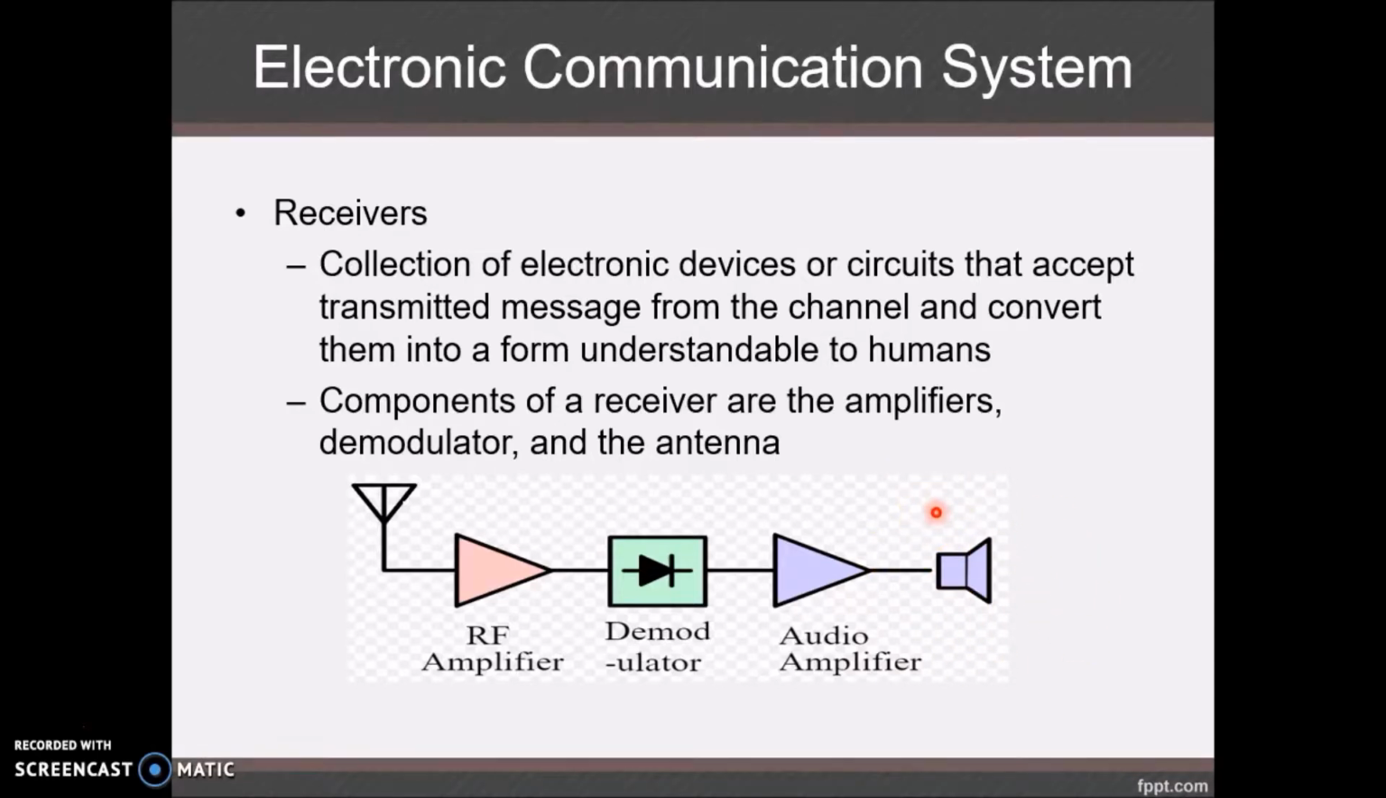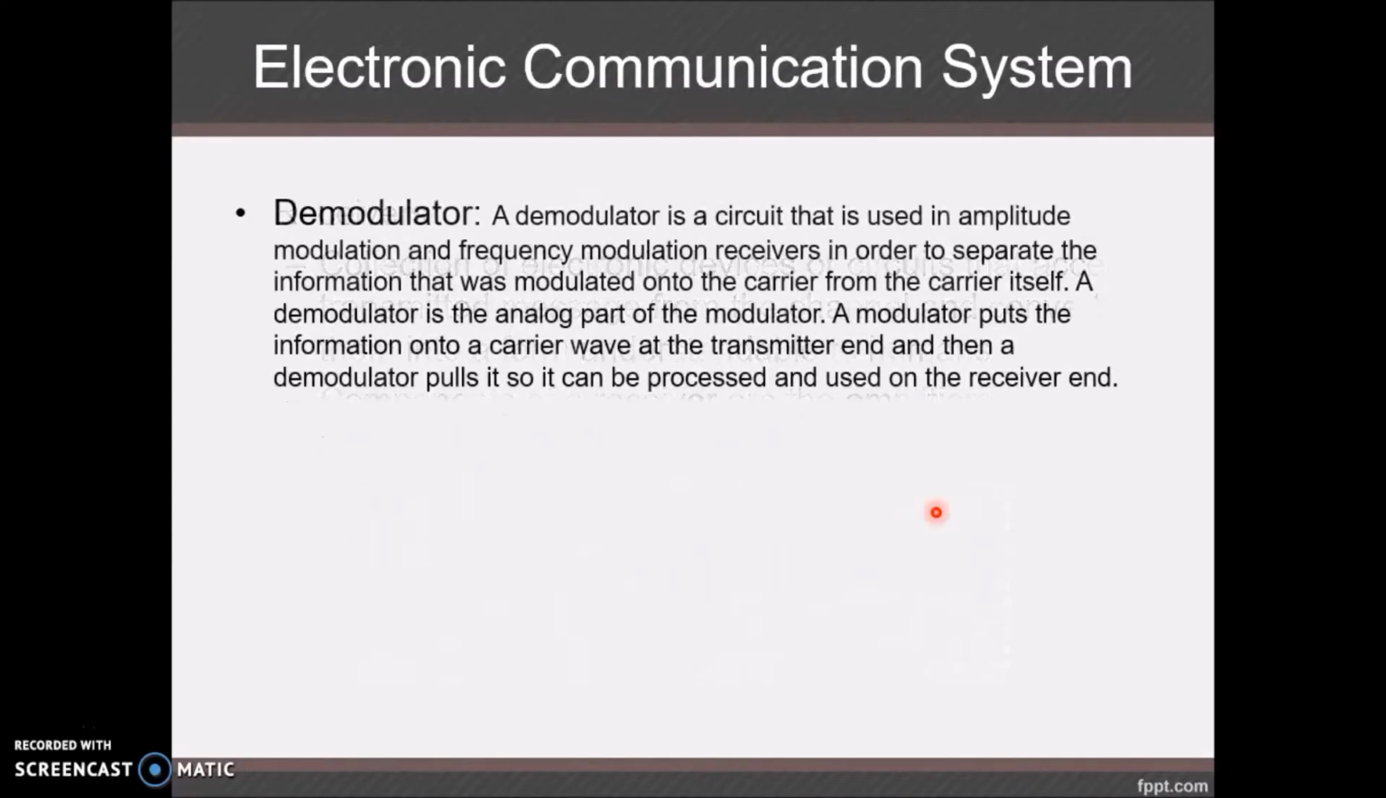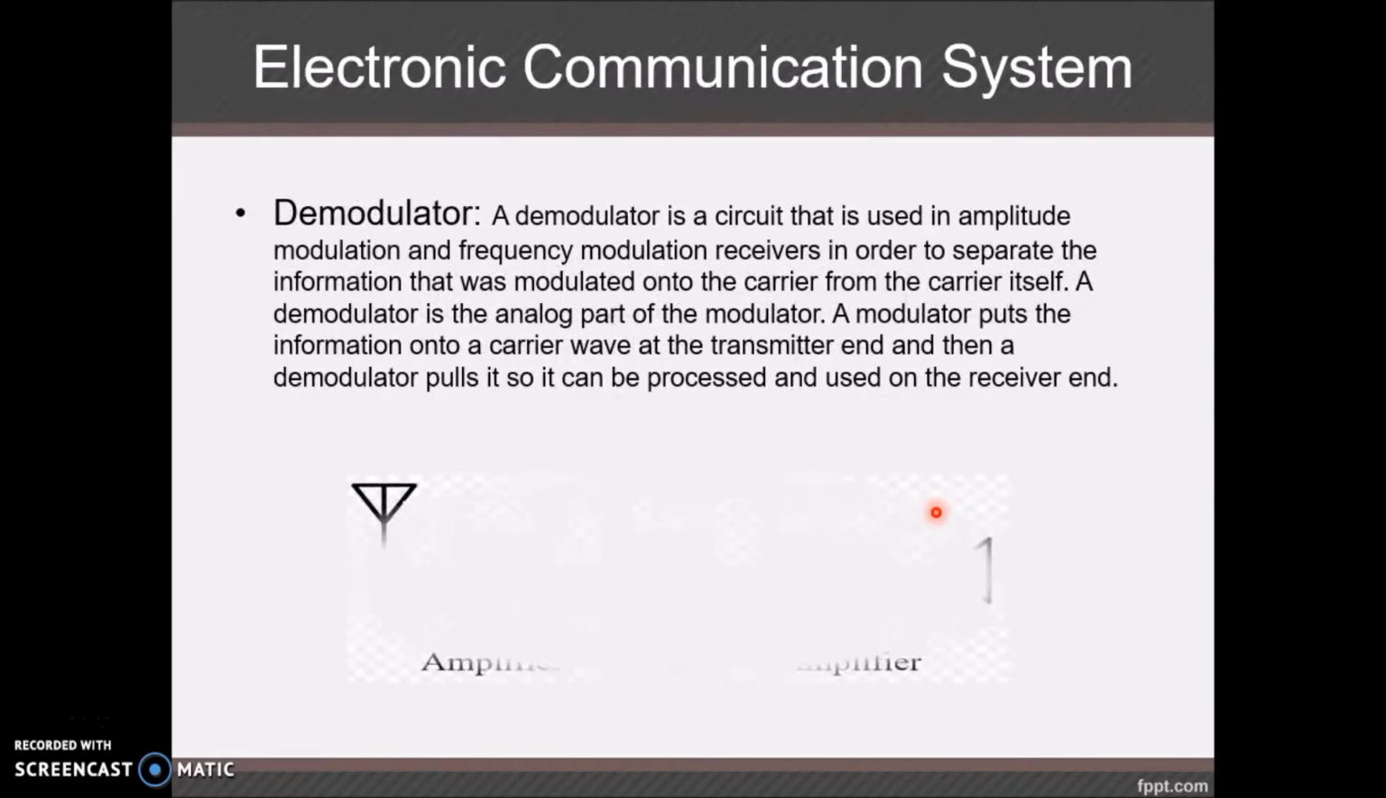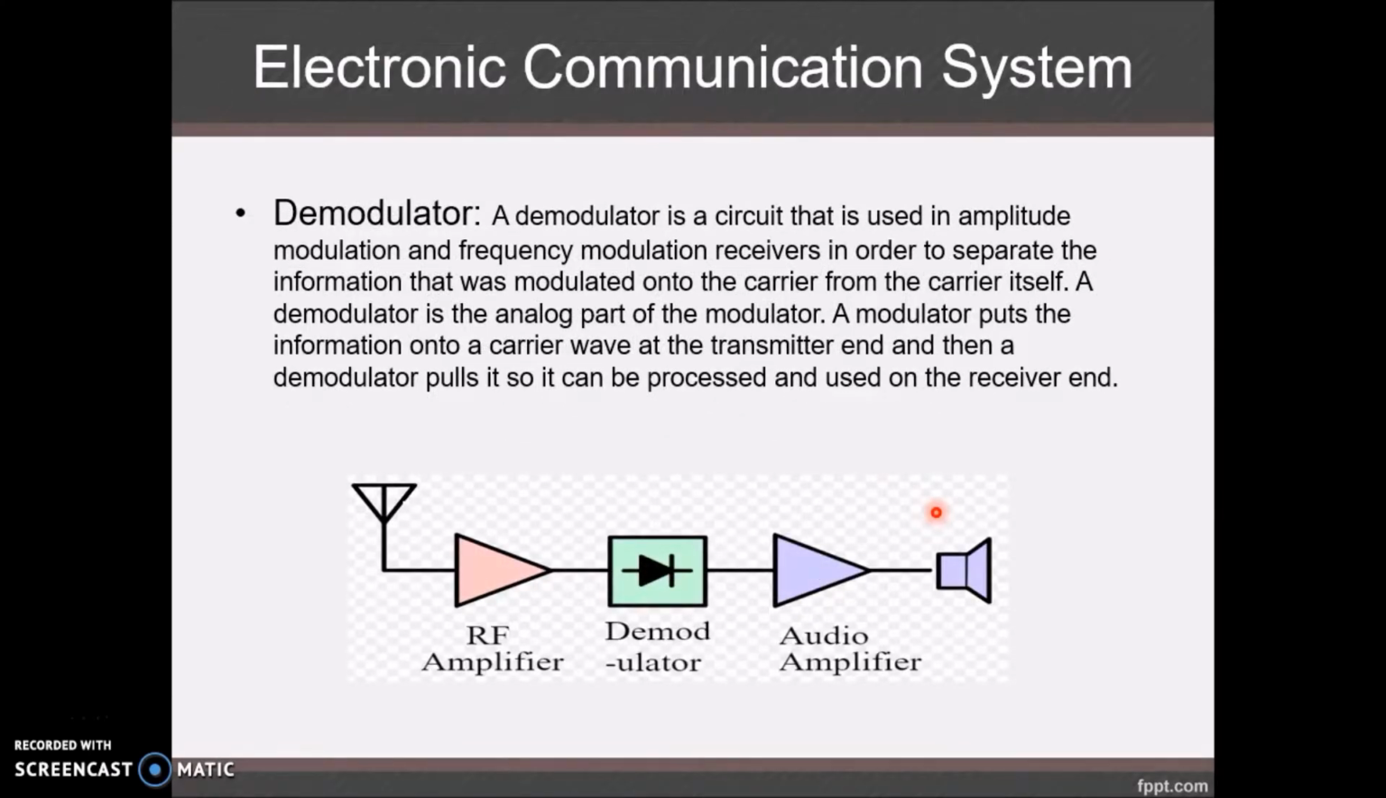So what is a demodulator? The demodulator is a circuit that is used in amplitude modulation and frequency modulation receivers in order to separate the information that was modulated into the carrier from the carrier itself. The demodulator is the analog part of the modulator. A modulator puts the information into a carrier wave at the transmitter end, and then a demodulator pulls it out so it can be processed and used at the receiver's end.